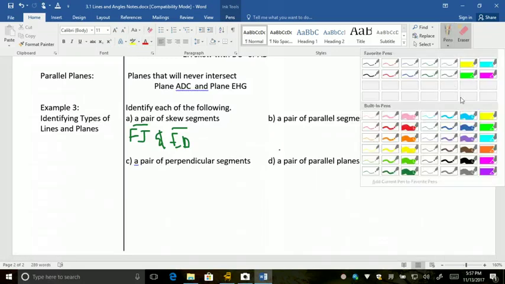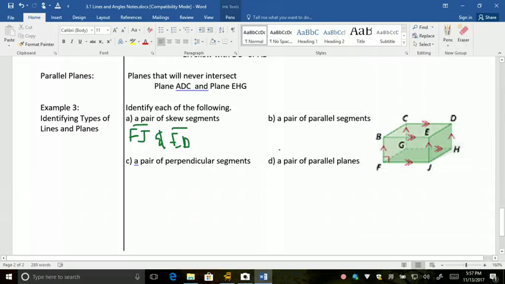A pair of parallel segments, there tend to be a lot of those in this picture. We can have BF with EJ, or DH or CG. Any of those four are marked as parallel, so you can say they are parallel. There are other ones that I know will be parallel in these pictures, but we don't have enough to prove it right now. We haven't even started doing proofs with these shapes. So you can only go based on what's marked.